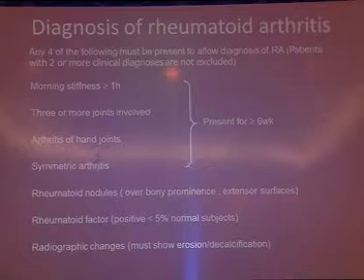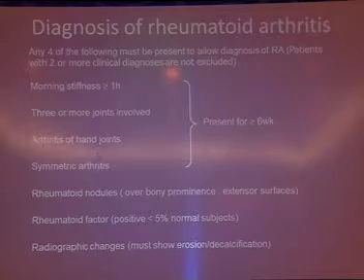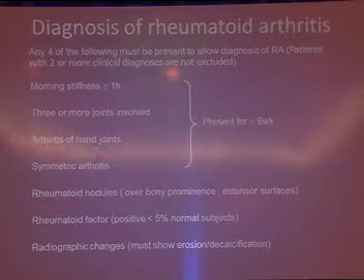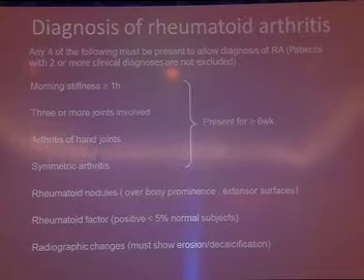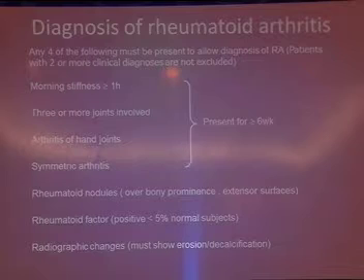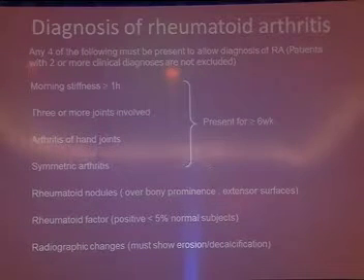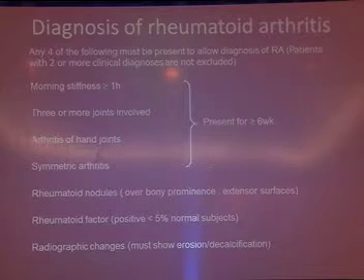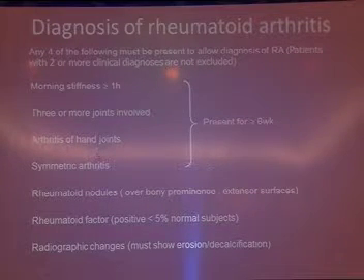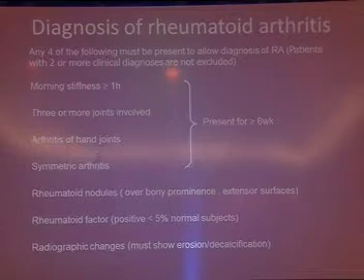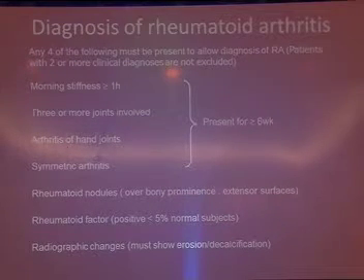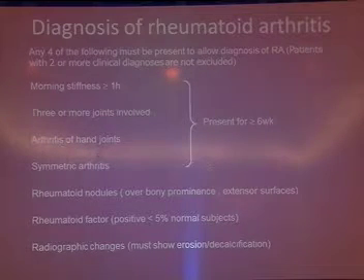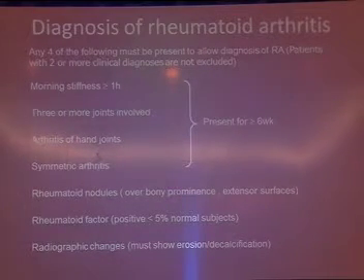The diagnosis. Now, the diagnosis of rheumatoid arthritis, we have got this criteria. Any four of the following must be present to allow a diagnosis of RA. Morning stiffness more than 1 hour, 3 or more joints involved, arthritis of hand joints, symmetric arthritis present for more than 6 weeks, rheumatoid nodules over bony prominences on external surface, rheumatoid factor positive in more than 5% of our subjects, and radiographic changes.